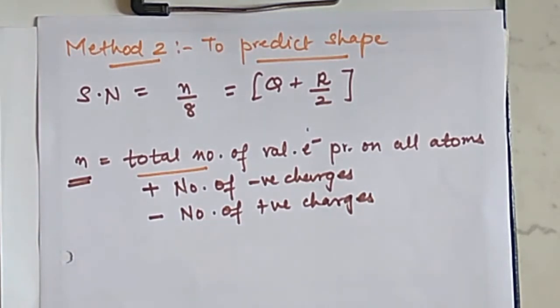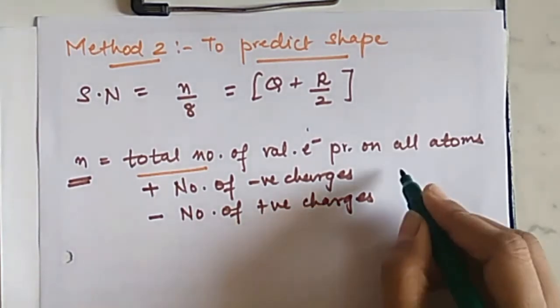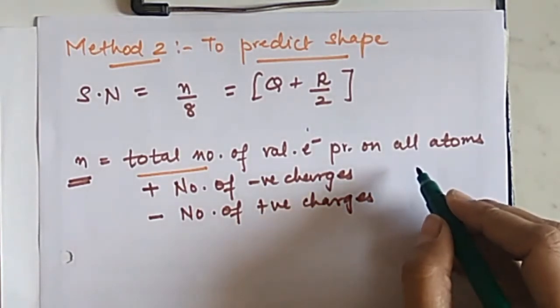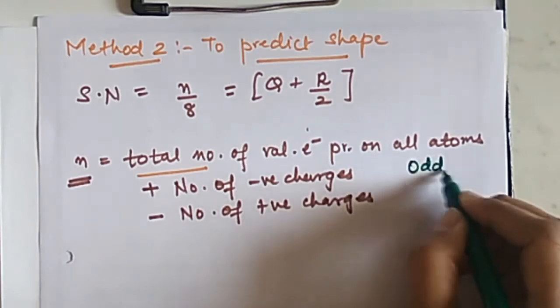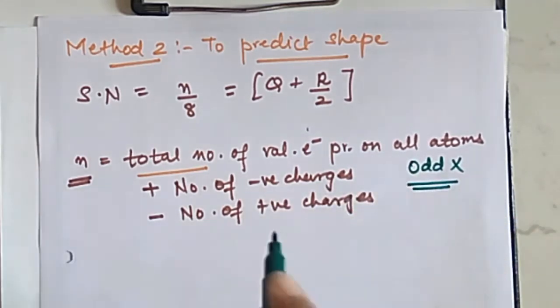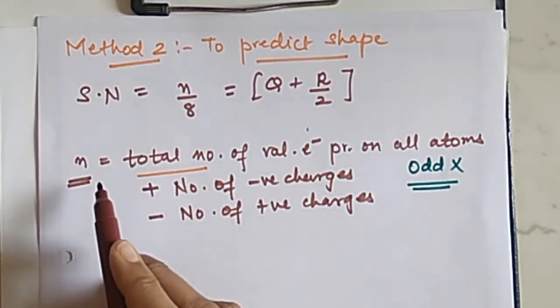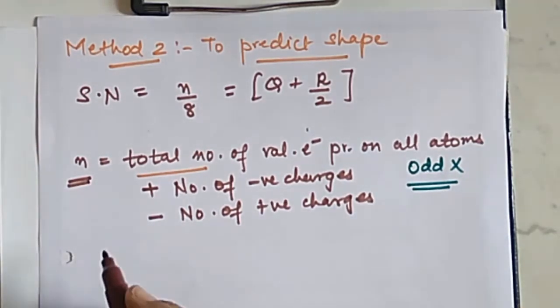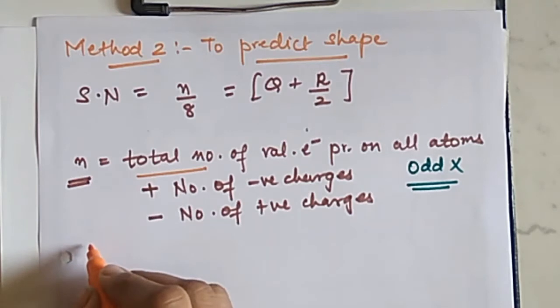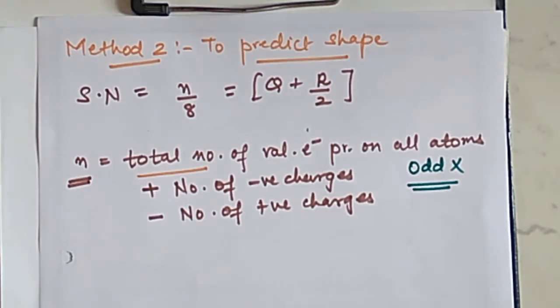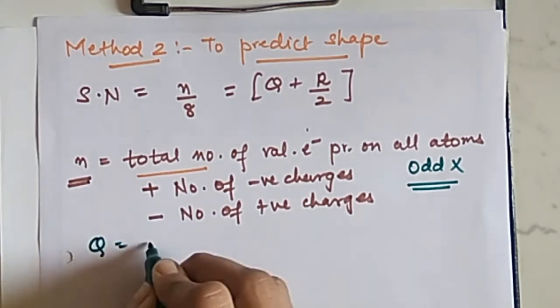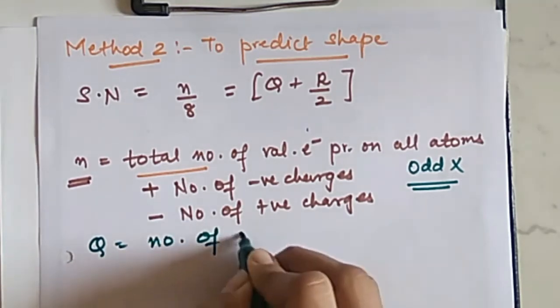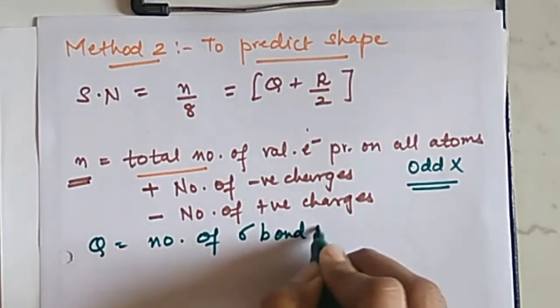And the important thing is this value of n will not be odd, right? It will not be an odd number. If you add and get the total number of electrons, that is n, it will not be an odd number. Next, what is q? Next, q is the number of sigma bond pairs.